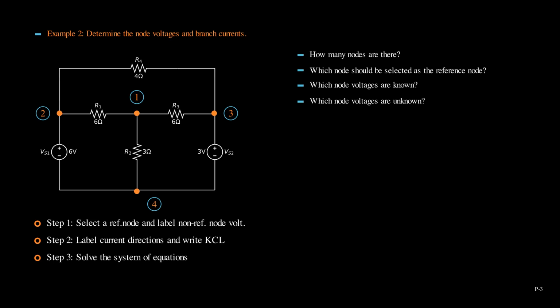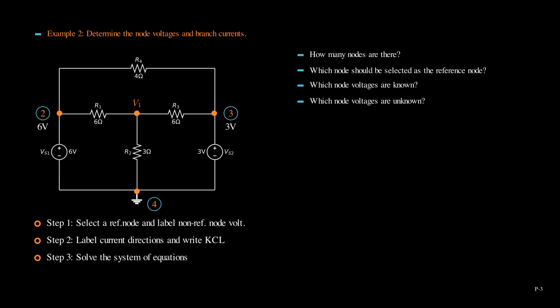Step 1 is to select a reference node and label non-reference node voltages. We select the bottom node as the reference node, and its voltage becomes 0 volt. Then, the voltage at node 2 is 6 volt because Vs1 connects node 2 and the reference node. Similarly, the voltage at node 3 is 3 volt because of Vs2. If the reason here is not clear to you, I recommend you watch the first video on node analysis.